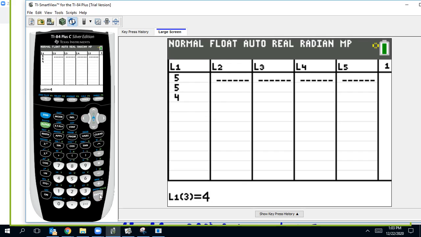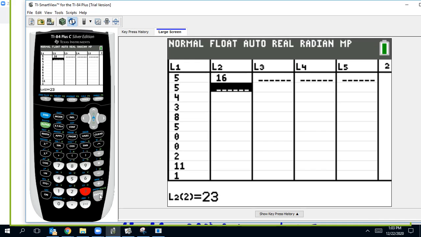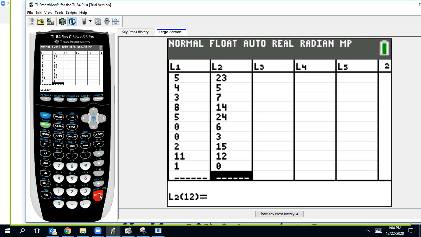So I'm going to type these numbers in. 5, 5, 4, 3, 5, 0, 0 to 11. Okay, then the next one we have 16, 23, 5, 7, 14, 24, 6, 3, 15, 12, and 0. So you want to check over and make sure you didn't make any typos.